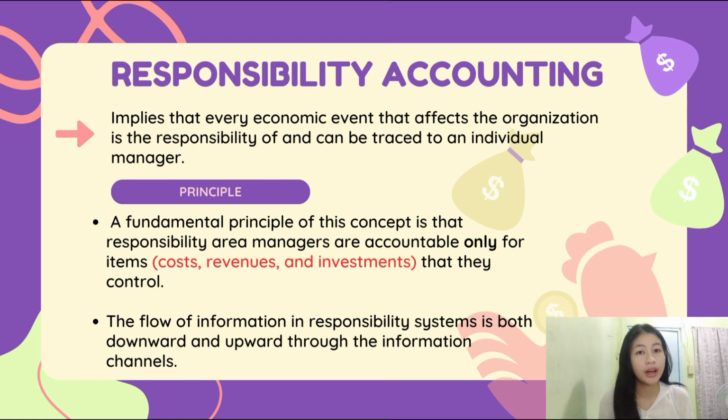So, the top-level management decides that they delegate their decision-making scheme to their managers so that they are able to decide for their area of responsibility or subordinates.